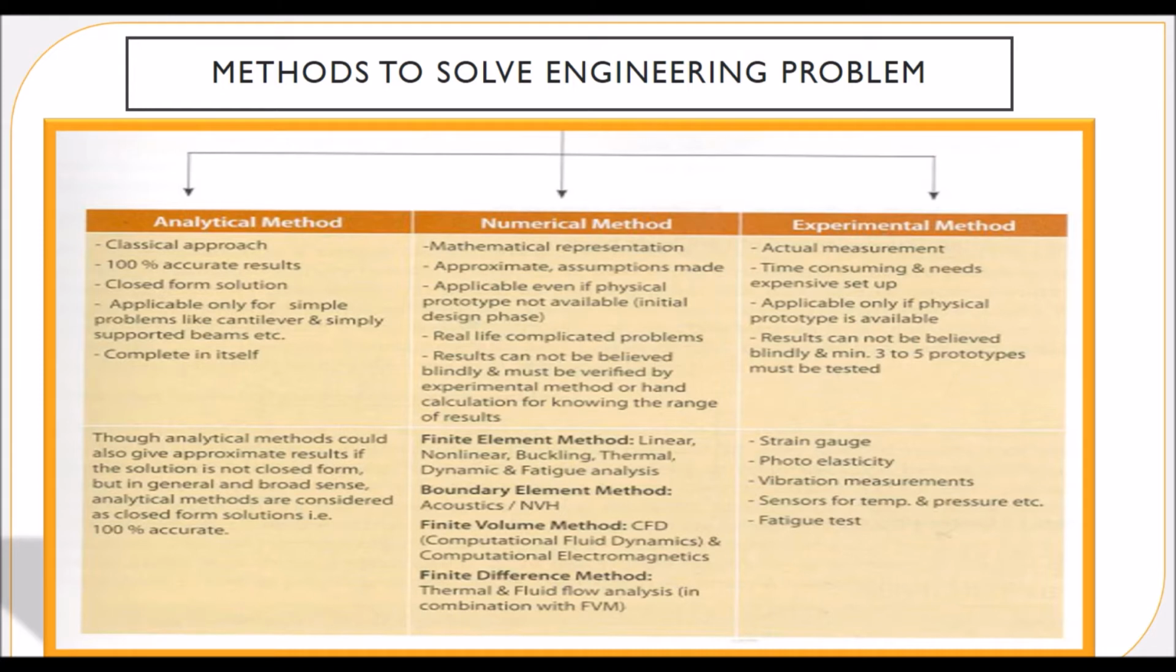Some of the points related to the experimental method are: it requires strain gauges, photoelasticity, vibration measurements, and sensors for temperature and pressure, etc. We also need to use the fatigue test. So these are the 3 different methods to solve any engineering problem. Depending upon our application, we are going to choose any one of these. Next, we'll discuss some of the advantages and disadvantages of these methods.